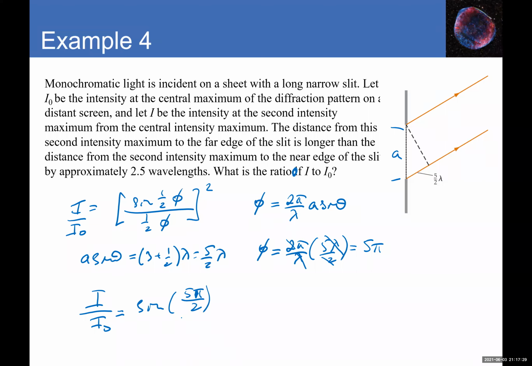So 5 pi over 2 divided by 1/2 of 5 pi. And finally square this, and we get the ratio of 0.0162. There we go. All right.